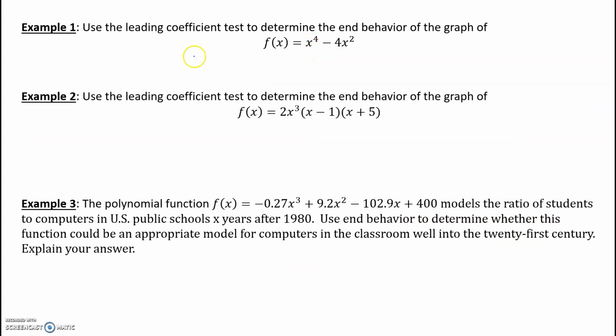So the first one. Our leading coefficient is 1, which is positive. And then our degree is 4, which is even. So positive and even, again with even we're thinking of parabolas, right? x squared. So you think of parabola, positive, both are going to head up. So it rises to the right and the left.